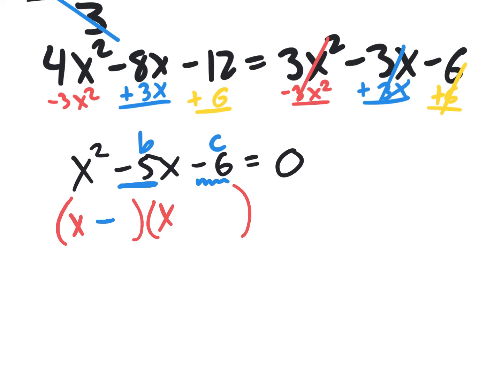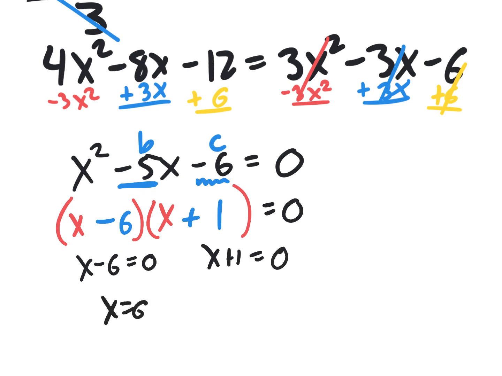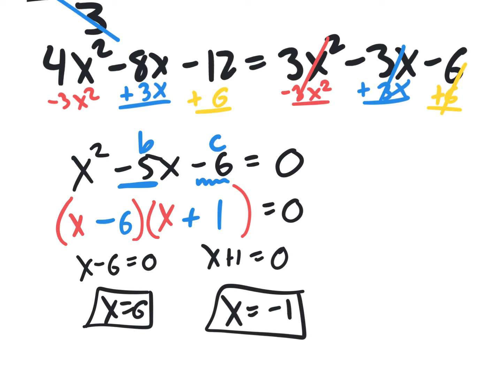Negative 6 and positive 1. Excellent. That is factored. It is equal to 0. The reason why I wanted it equal to 0 is so I could split it with the zero product property and solve. X minus 6, that could be 0. X plus 1, that could be 0. X equals 6 is one answer. X equals negative 1 is another answer. I didn't show my work there, but I hope you guys understand.